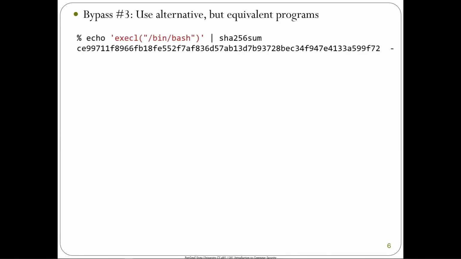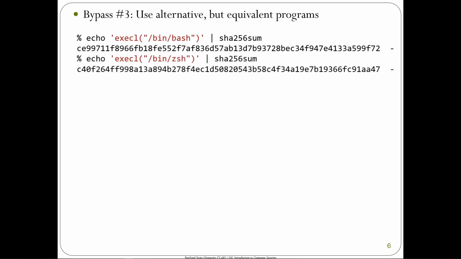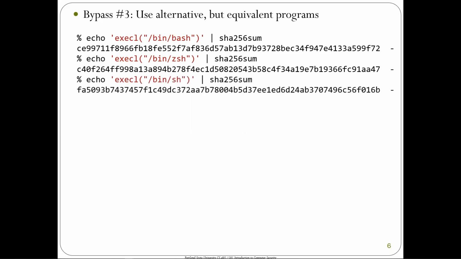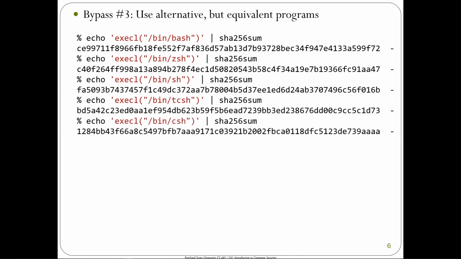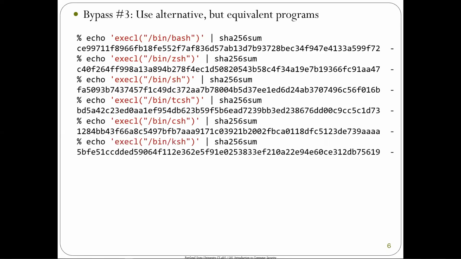Another thing you can do is to use alternative but equivalent programs. So here's the hash of an exec of bin bash. So say the malicious software is trying to run bin bash. It's got a particular SHA sum, but then what happens if I change that to a different shell? Say I want to use Z shell instead of bash, different checksum, or I could use bin shell, or I could use bin TC shell, or I can use C shell, or I could use Korn shell, or, oh, that's all I have. So again, they're different programs, but they do the equivalent thing for an adversary potentially.